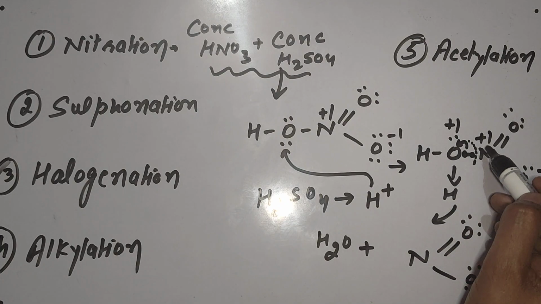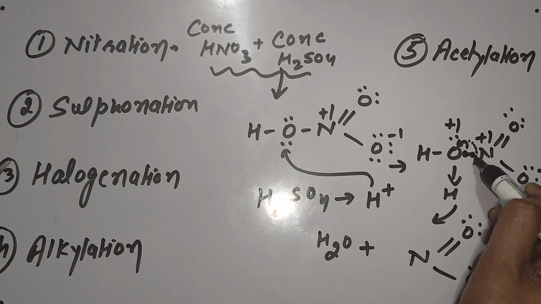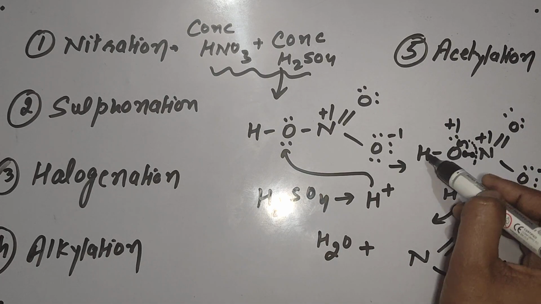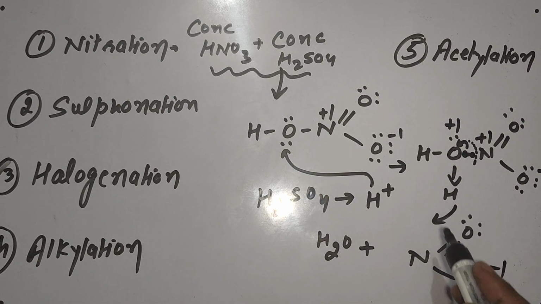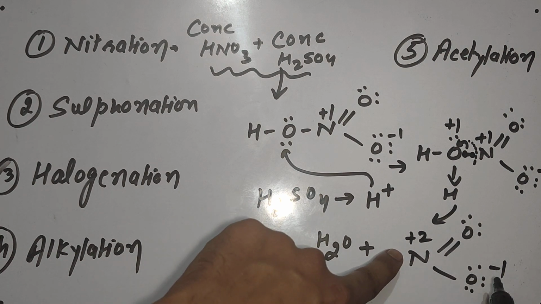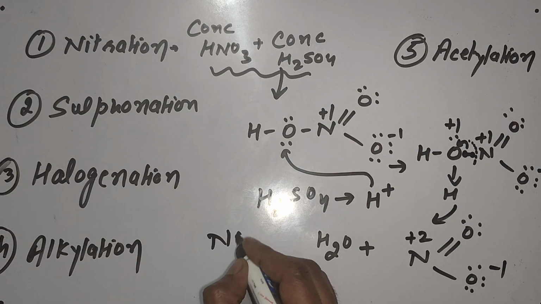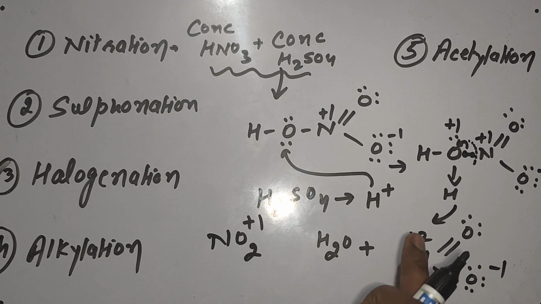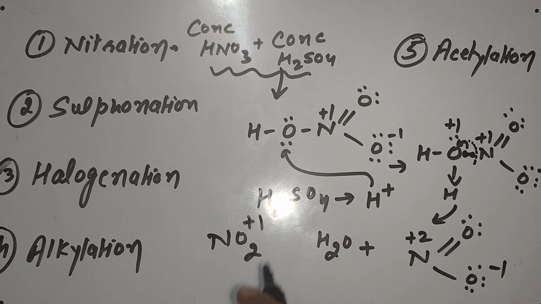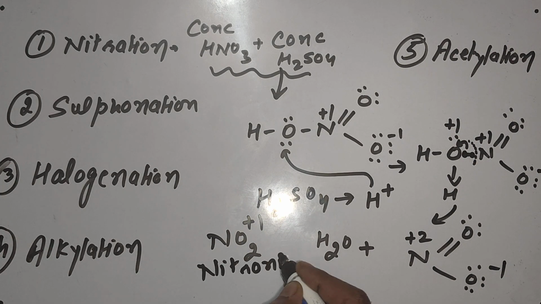This nitrogen was carrying already +1 charge because 4 bond it is making, and one more electron is gained by oxygen, so it is losing one more electron, so overall charge will become +2. Now +2 minus 1, +2 minus 1. What is the overall charge of the molecule? NO2 plus 1, +2 minus 1. Just add them. The overall value will be +1. So this is the electrophile which we have, nitronium ion.